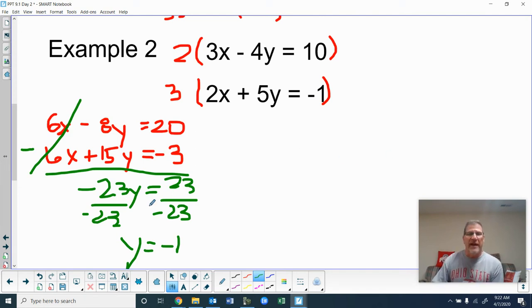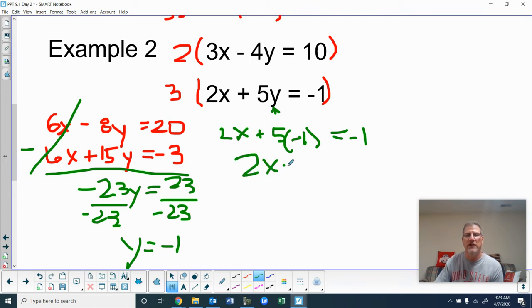So I'm going to substitute that into either one. I always go to the original ones, not the ones I changed. And this time I'll just go to the second one. So I'm going to put it in for the y there. So I'm going to go 2x plus 5 times negative 1 equals negative 1. Again, you could do it in the top one too. This is, again, your choice. So 2x minus 5 equals negative 1. Add 5 to move it over.